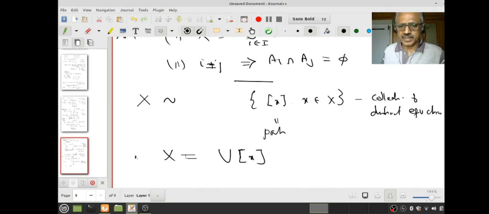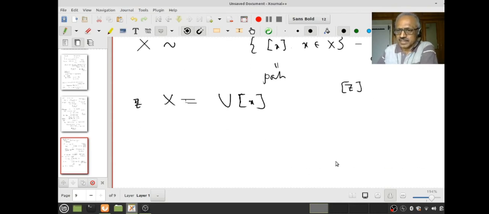Yeah, why? Because give me any x, it belongs to the equivalence class defined by x, right? Yeah, but there is a subtlety. Suppose you give me a z. Now there is an equivalence class of z. Now this is a collection of all distinct equivalence classes, right? So this class may be there, but z may not be there. Do you understand what I mean? Maybe I should look at the example.